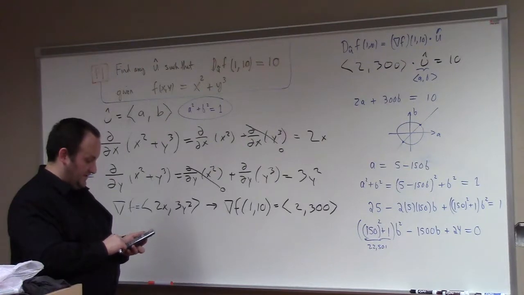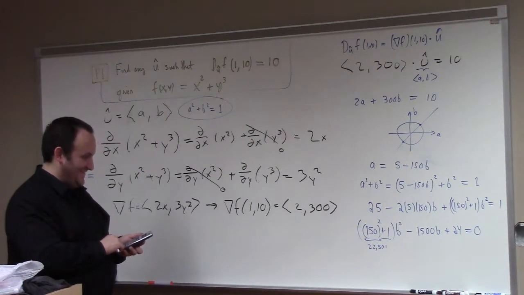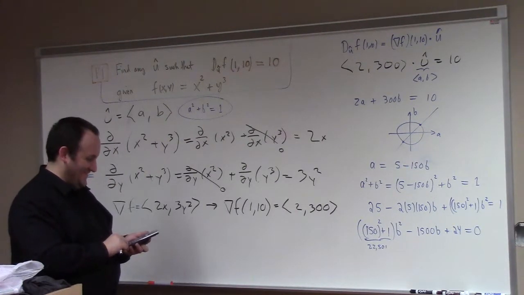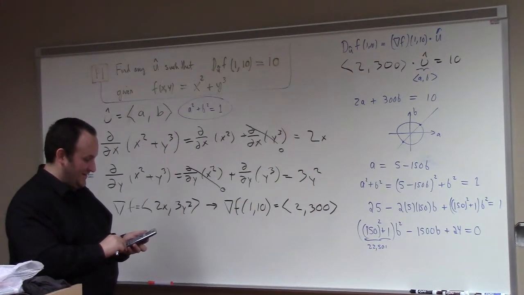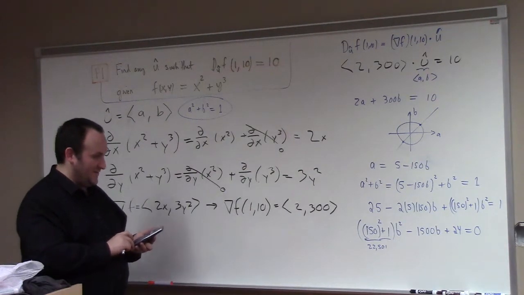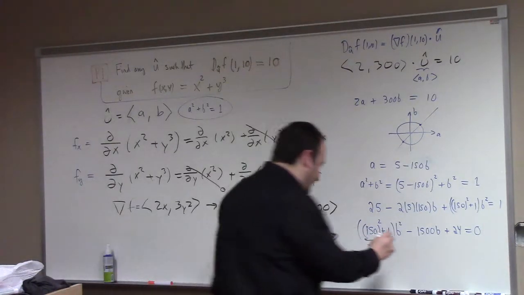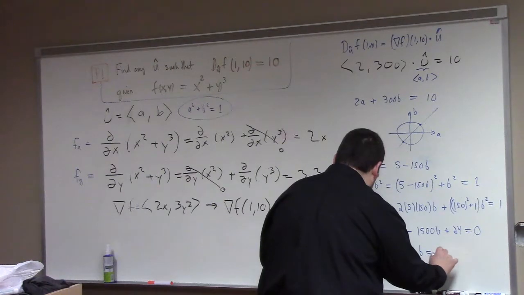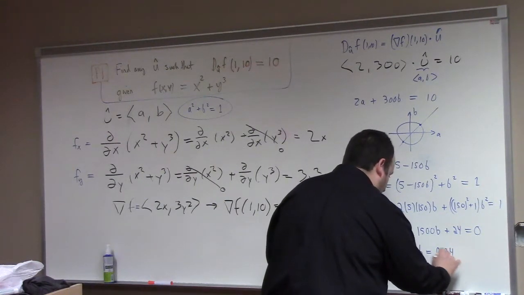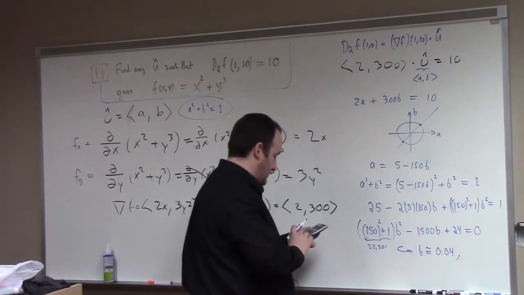So the leading coefficient is 22,501, and the constant is 24. Minus 1,500. Anyway, the quadratic formula or whatever will give us b equal to approximately 0.04. Or, what's the other thing?